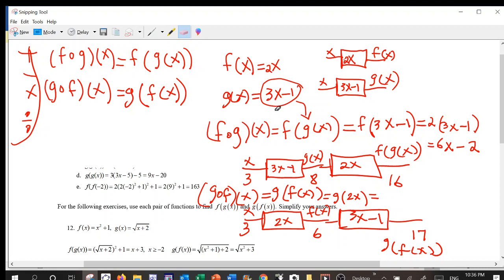But what does g do? G takes the input and multiplies it by 3 and subtracts 1. And the input is supposed to be 2x, so put 2x here. So that's 6x minus 1. They're not the same functions, right? They're two different ones. So g compose f and f compose g are two different functions.